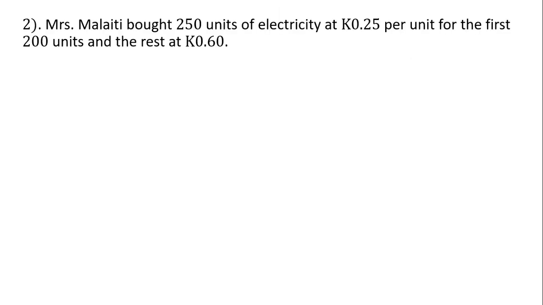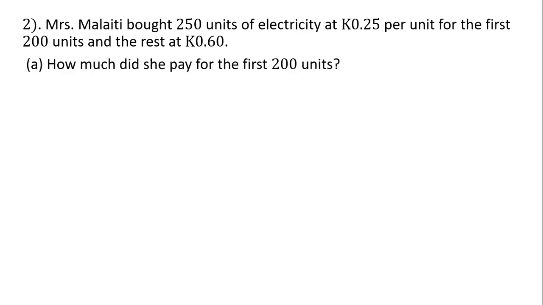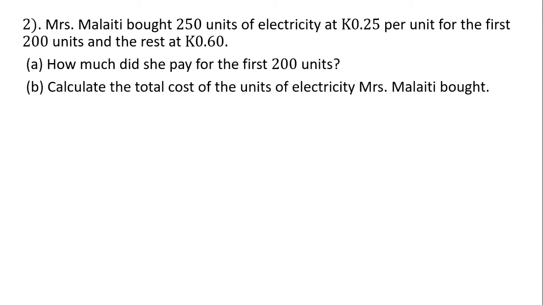Question 2. Mrs. Malaiti bought 250 units of electricity at 0.25 kwacha per unit for the first 200 units and the rest at 0.60 kwacha. So the question is saying, how much did she pay for the first 200 units? Calculate the total cost of the units of electricity Mrs. Malaiti bought. So we'll take it step by step. How much did she pay for the first 200 units?